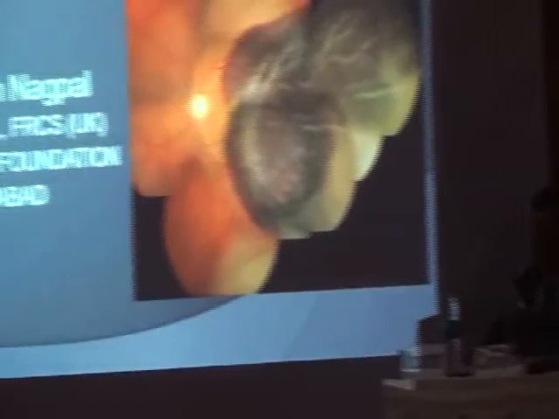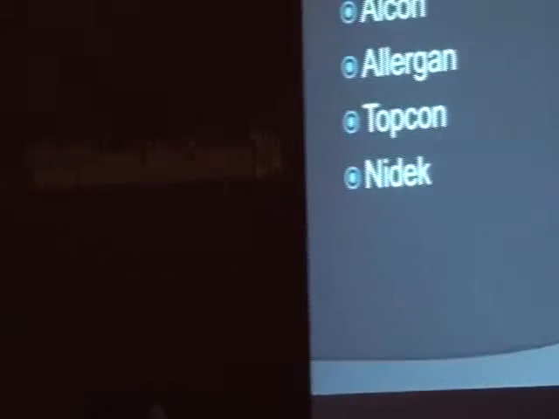I'll be speaking to you on the submacular bleeds and how do we go about managing them. These are my financial disclosures.